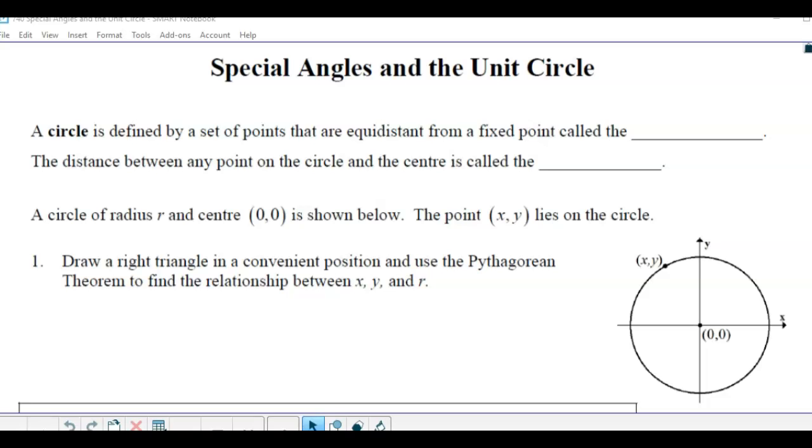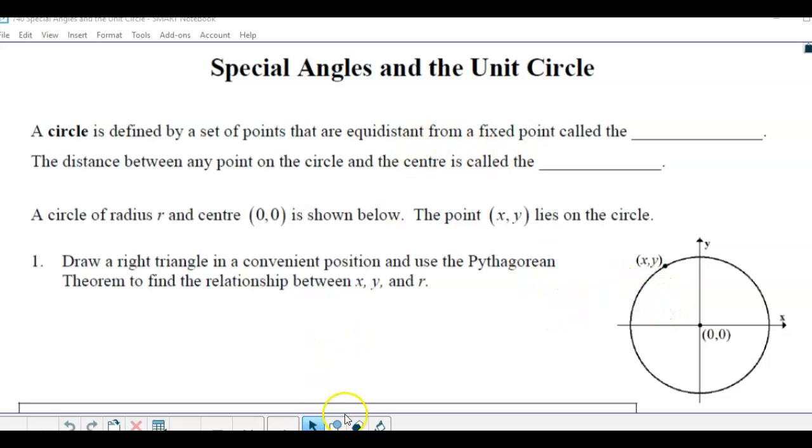Today we're looking at special angles and the unit circle. We've already talked about special angles in those triangles, the 30, 60, 90 triangle and the 45, 45, 90 triangle. Now we're going to look at angles that are perhaps bigger than 90 degrees. Remember, we graph them on an XY axis, and then we'll talk about how a unit circle means the radius of that circle is 1. So let's get started here.